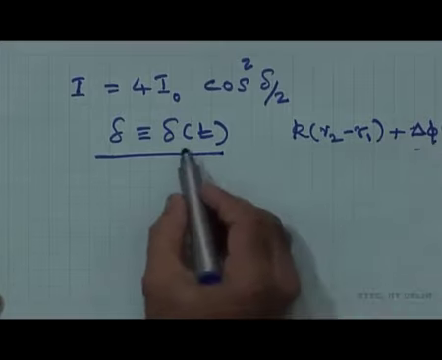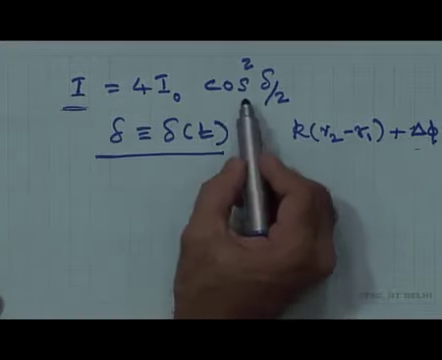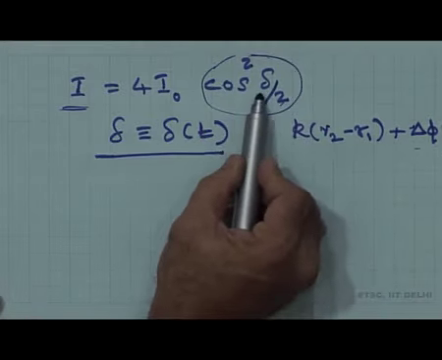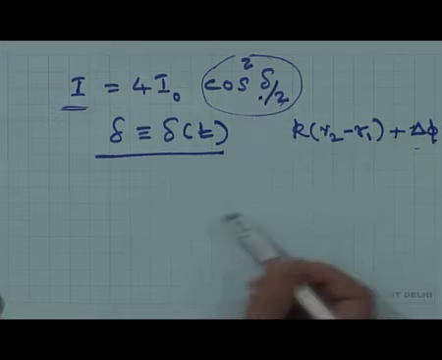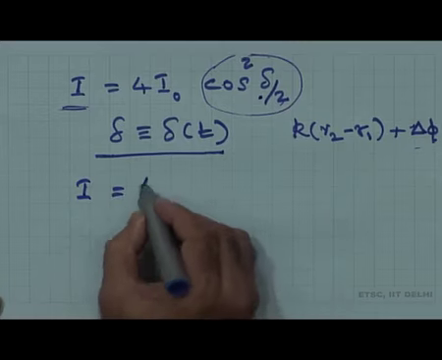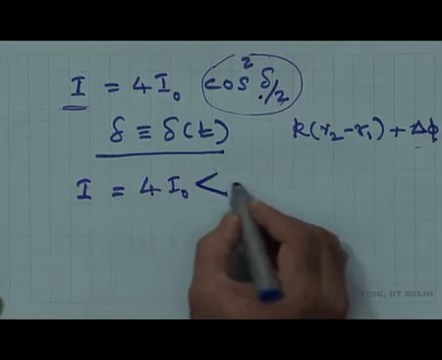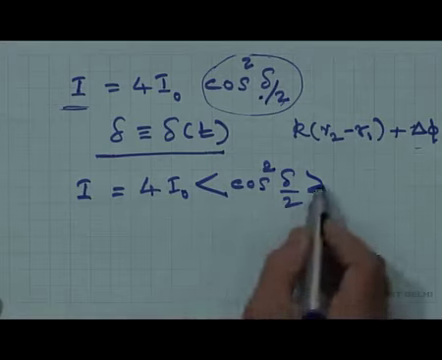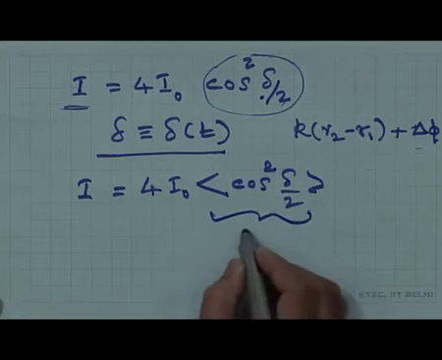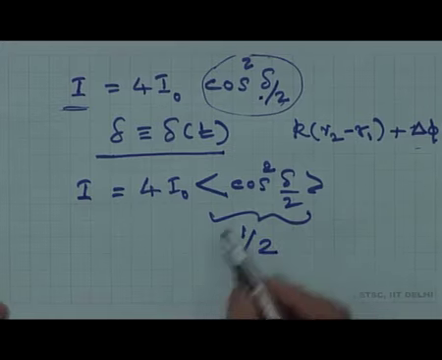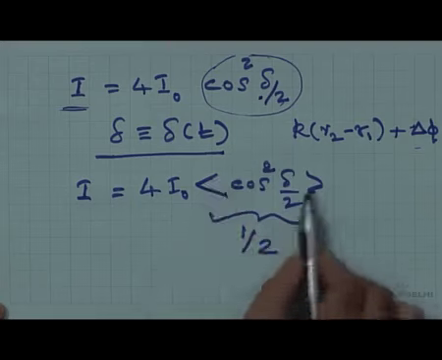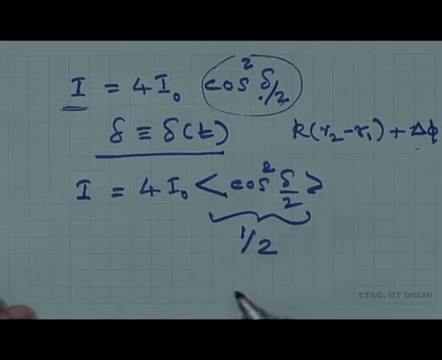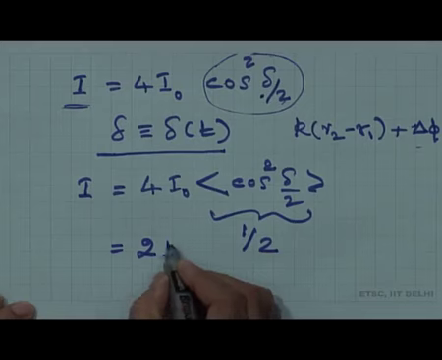This delta phi is varying randomly and rapidly with time, and therefore to see the intensity we have to take the average of this rapidly varying cos square function. So we write the intensity I equal to 4 times I 0 into the time average of cos square delta by 2. We have already discussed that this time average is half, because cos square varies between 0 and 1, and therefore I is equal to 2 times I 0.